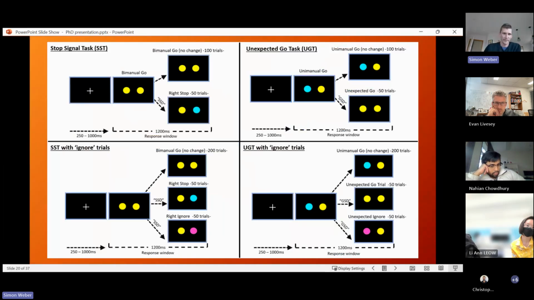So yeah, just to summarize, these were the 4 conditions that we had. We've got the motor selective stop signal task, the combined motor and stimulus selective stop signal task, we've got the unexpected go task and another version of that that also featured ignore cues. And in this instance, you would press just on the one side still.